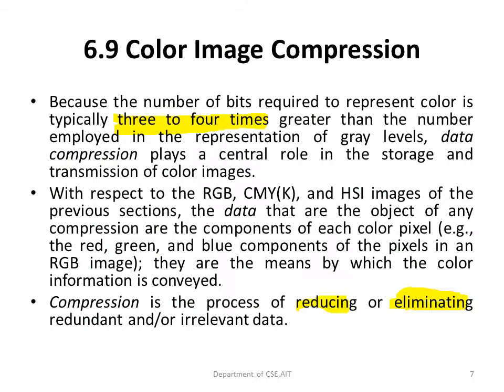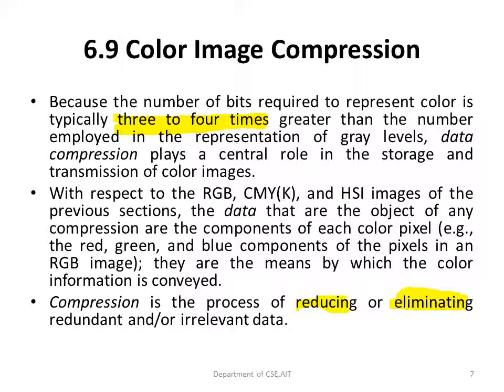Now we will see color image compression. Why should we go for compressing an image and how can we go for color image compression? The number of bits required to represent one color is 3 to 4 times more than the number employed in a gray level representation. Because in the gray level representation we only have values from 0 to 255. But when we go for RGB, R will have 8 bits, G will have 8 bits and blue will have 8 bits. So it is very much more than what is considered for a gray level.